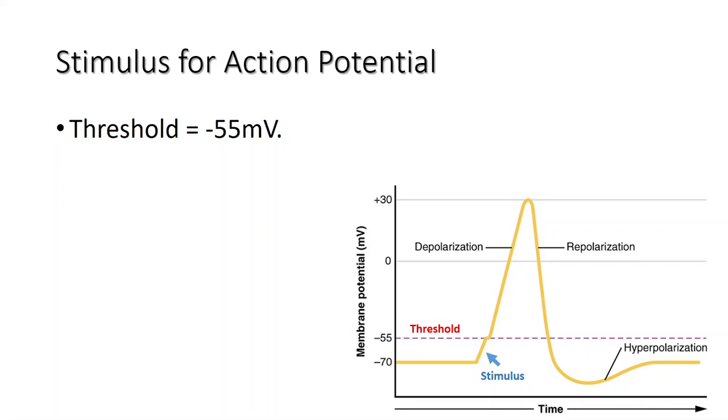Threshold in a particular neuron usually is constant. The generation of an action potential depends on whether a particular stimulus is able to bring the membrane potential to threshold. A stimulus which is strong enough to depolarize the membrane from minus 70 to minus 55 millivolts is called the threshold stimulus.